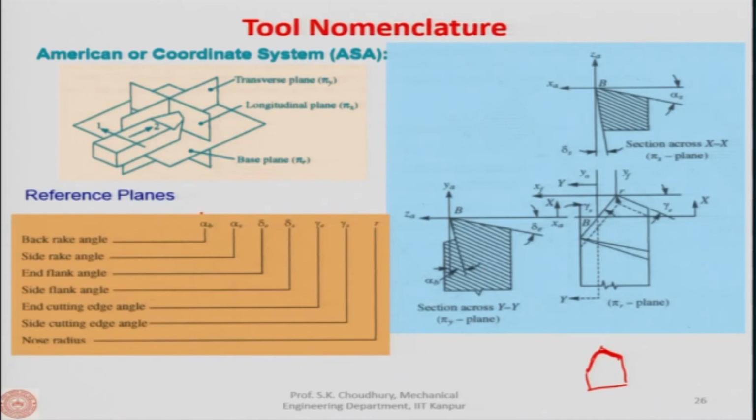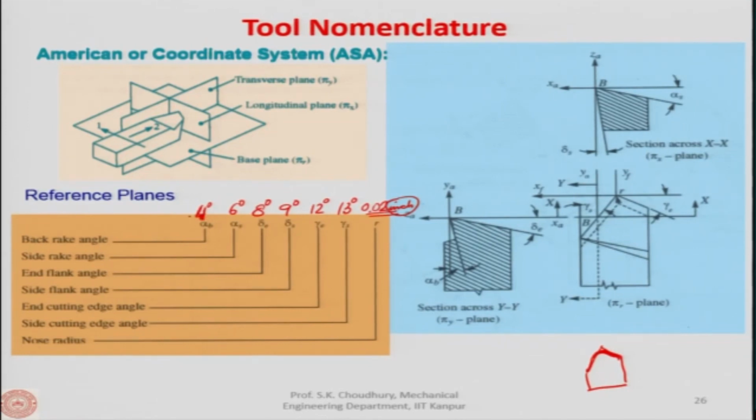Suppose the tool has this kind of nomenclature: 4 degree, 6 degree, 8, 9, 12, 13, and here it is 0.02, which is in inch, because it is the American system. So, this nose radius is given in inch, but inch will not be written, it will be just 0.02. It will not say that this is the back rake angle, you have to read that the first angle is the back rake angle.